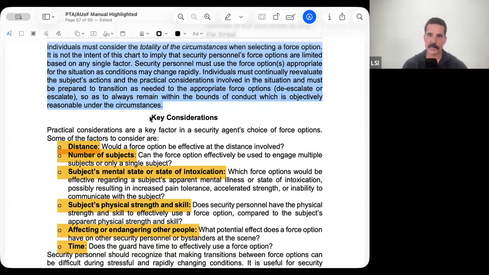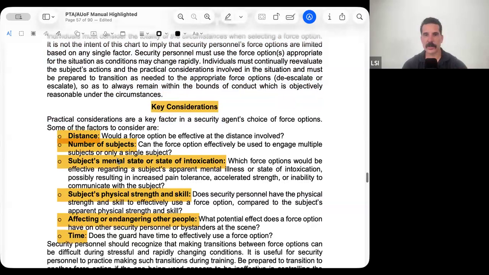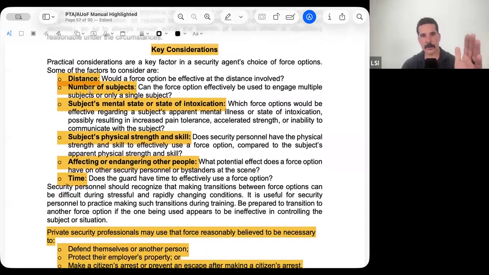All right, now we're going to go into key considerations. Let's highlight key considerations here. And then it says practical considerations are a key factor in the security agent's choice of force options. Some of the factors to consider. Now, there's a bunch of bullet points here. We're going to highlight the bold first portion of every bullet point where it says distance. These are the things you're going to consider. Number of subjects, subject's mental state or state of intoxication, subject's physical strength and skill, affecting or endangering other people, and time.